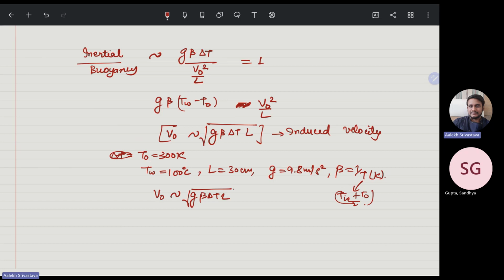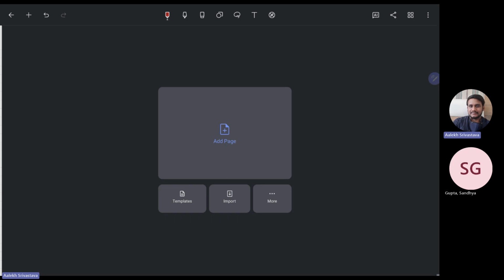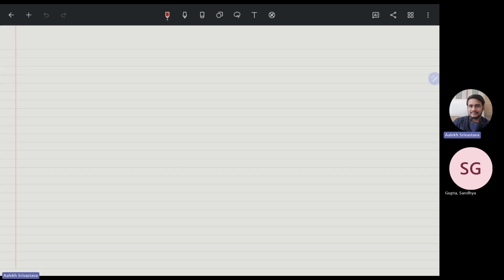Yes, so this is the coefficient. I should write it as coefficients: coefficient of inertial and buoyancy force. Now, this will be helpful when you solve the problem, to decide whether this term is important or whether this term is not. Okay.